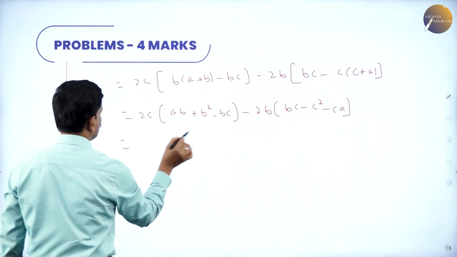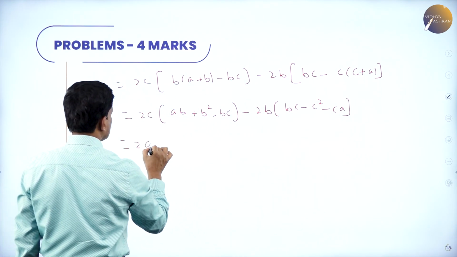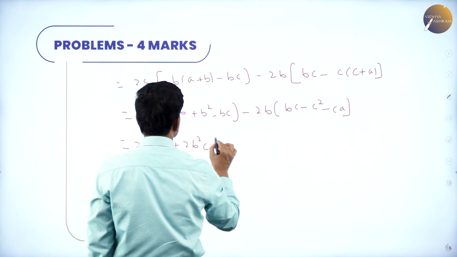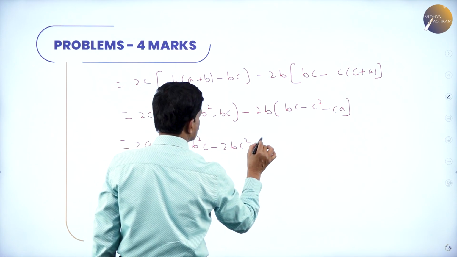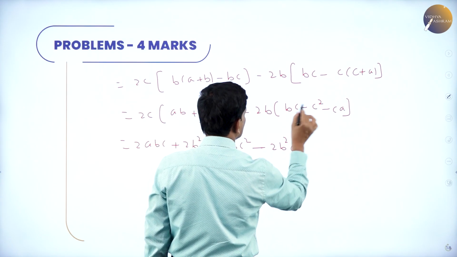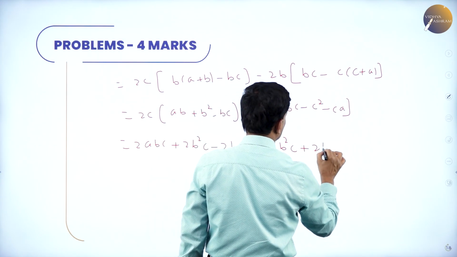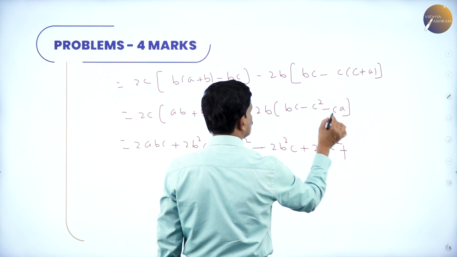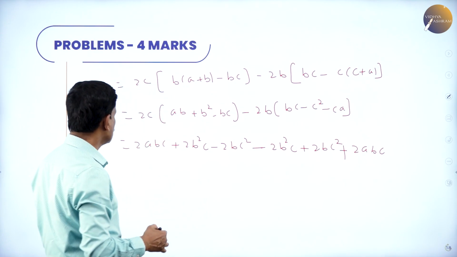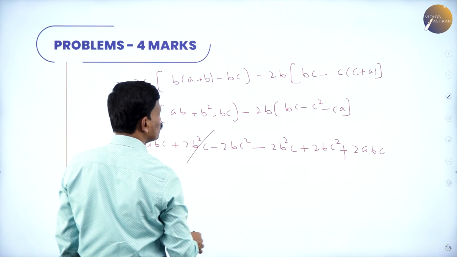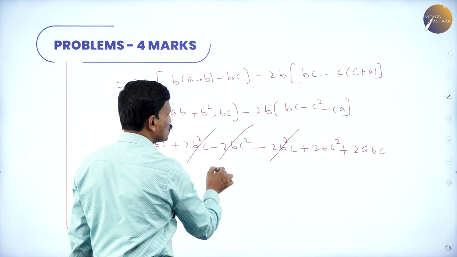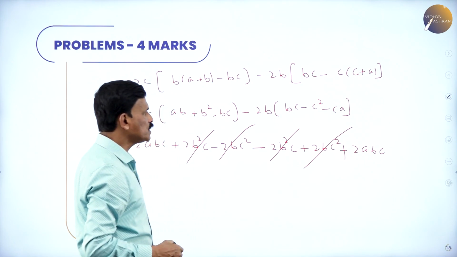Now this is equal to, multiplying by 2C, 2ABC plus 2B square C minus 2BC square. Here this is minus 2, B into B is B square C, minus into minus plus 2BC square, minus into minus plus 2ABC. Now cancel the terms which get cancelled. So plus 2B square C minus 2B square C gets cancelled. Again 2BC square, plus and minus 2BC square, gets cancelled.